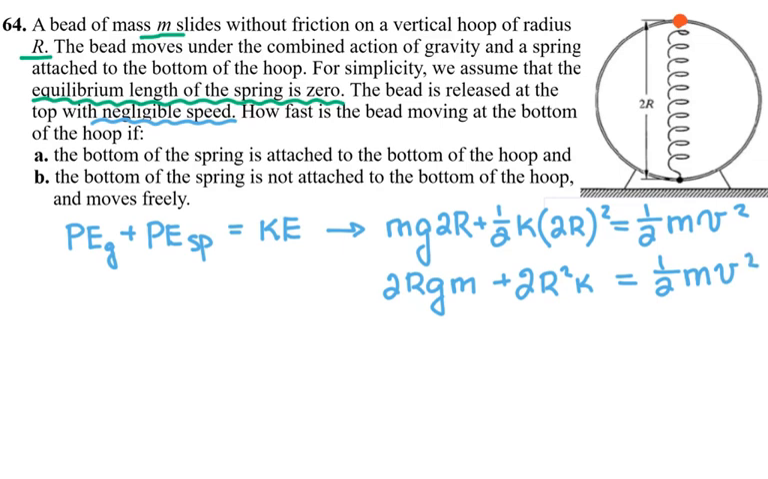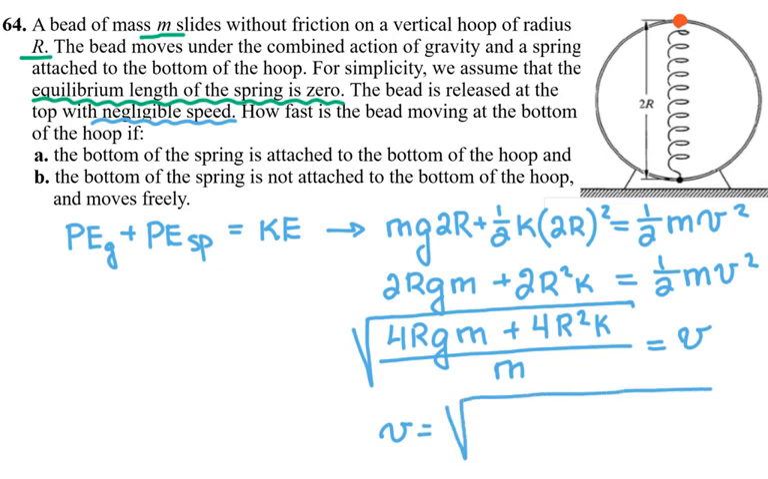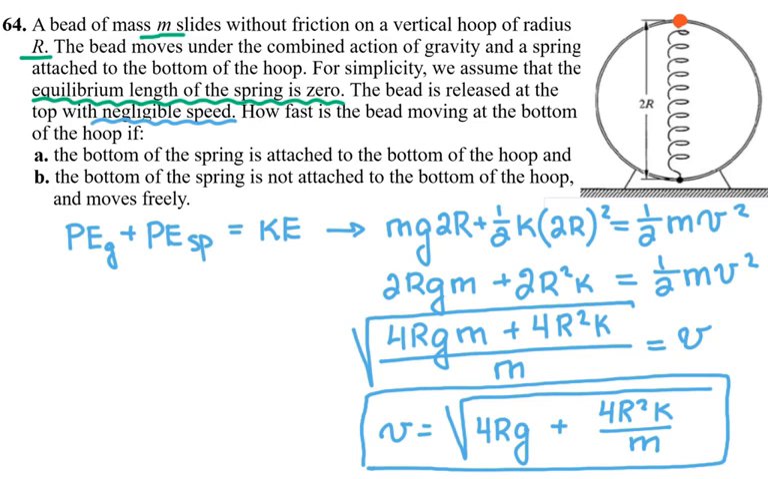Then times all of them by 2, so I have 4rgm plus 4r squared k, and I'm dividing all of them by m as well, so I can solve for velocity. That will give you velocity squared, but if I take the square root of both sides, then I get actually the velocity. So that answers your question at first, or you actually can simplify it. If you divide the first term by m, you get 4rg, and then you can divide the second term, you get 4r squared k over m. So that would be the velocity in case the spring is attached to the bottom.